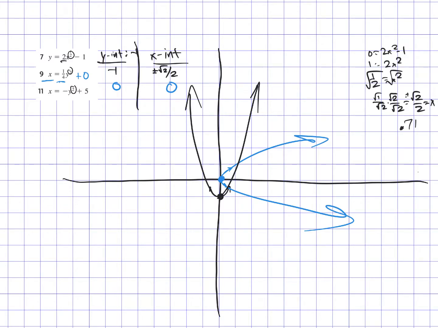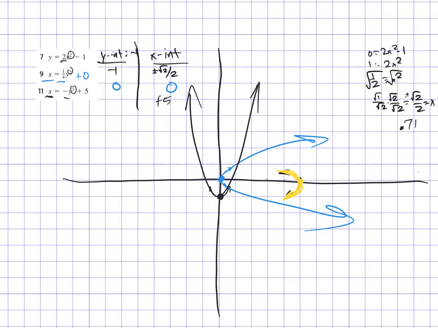All right, so 11, again, starts with x, so it's horizontal. A is negative, so it's going to go to the left. And the x-intercept will be positive 5. 1, 2, 3, 4, 5. So it opens to the left. Our x-intercept is at positive 5. Put it in the right spot. Okay, and now we do it in the right color here.